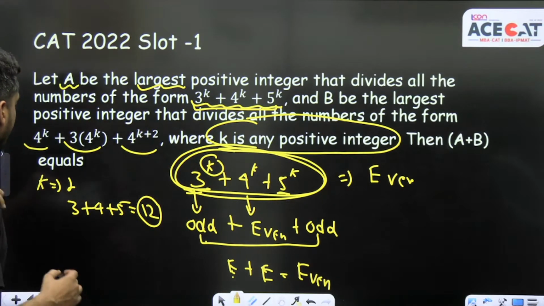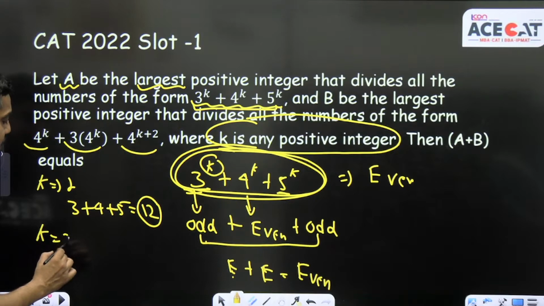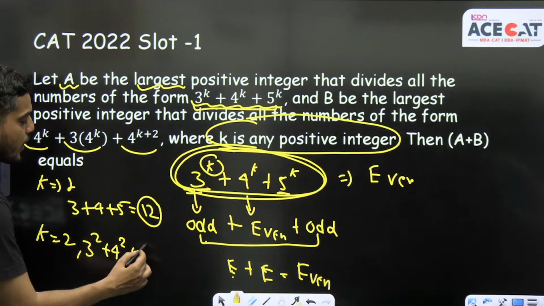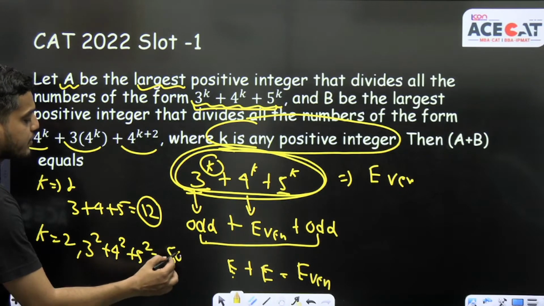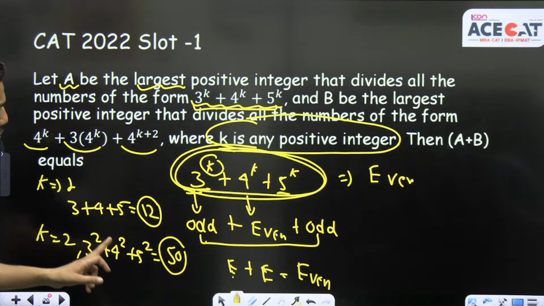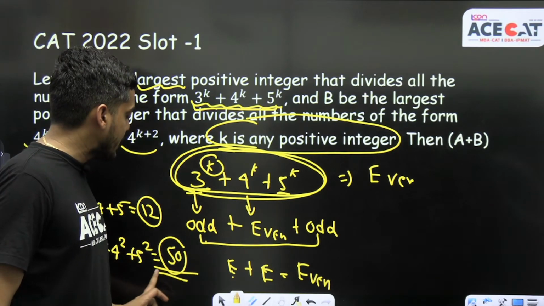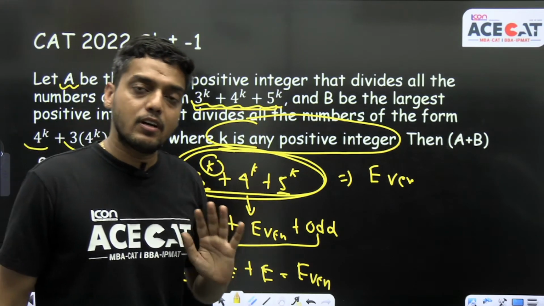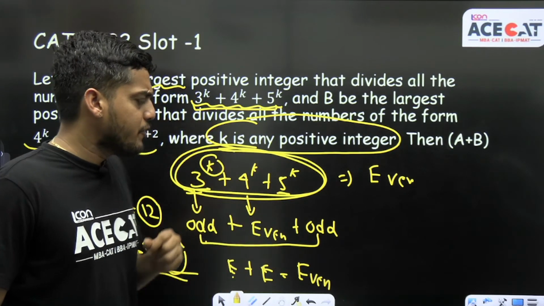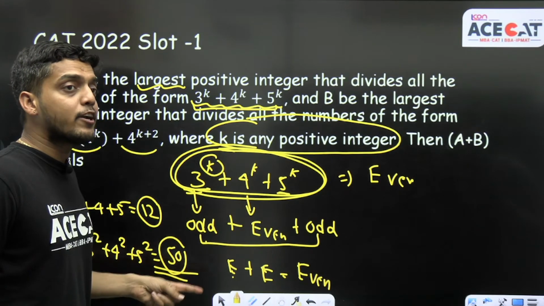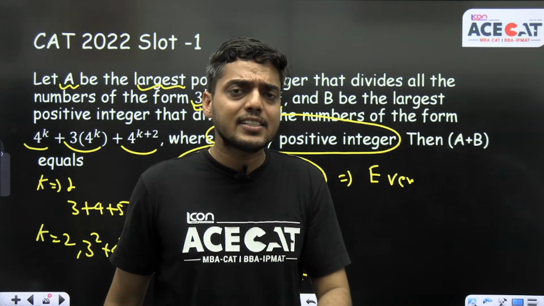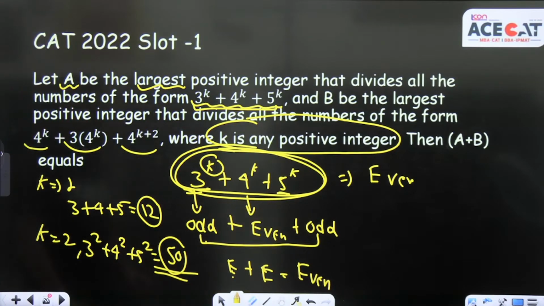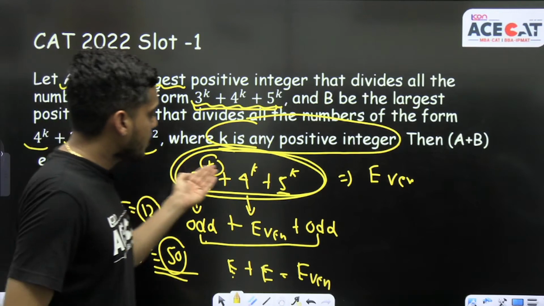Why, guys? Because if I put k equal to 2, what will I get? 3 square plus 4 square plus 5 square, and that will be equal to 50. And this 50 is divisible by 2 only, it is not divisible by 4. And we are damn sure all the numbers are even, and one of the numbers we have got is 50, which is divisible by 2 only. So 2 is the largest number that can divide all the numbers which are in this form. Are you getting my point?